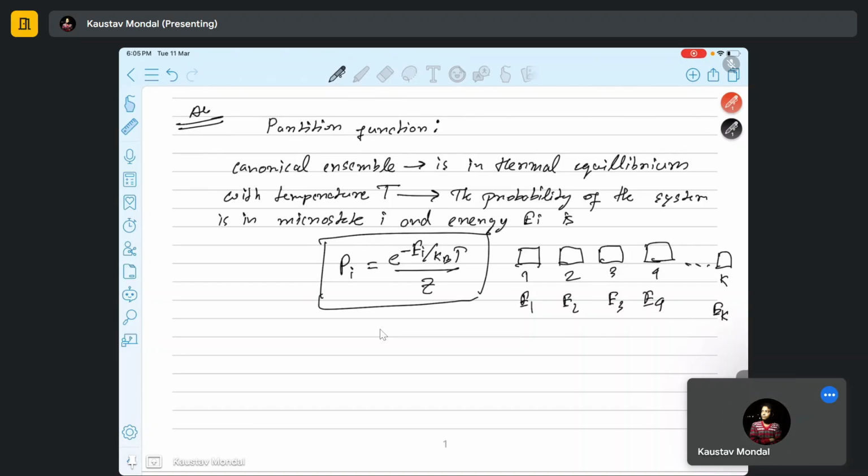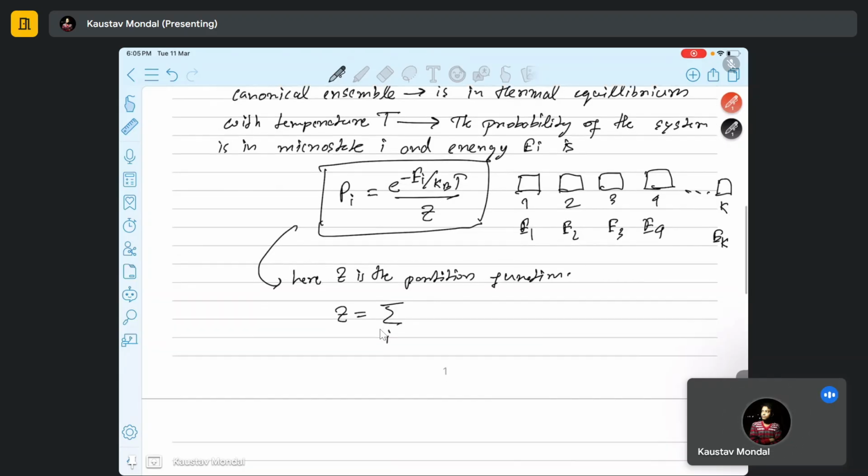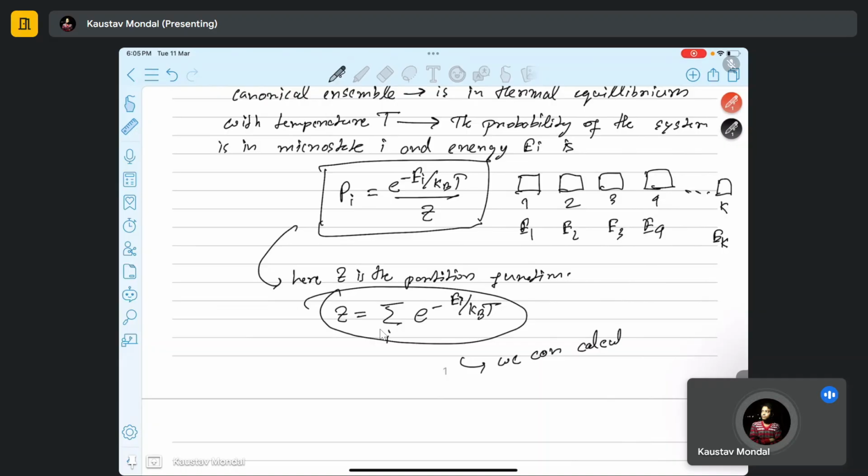Here Z is called the partition function. Z is the summation over all the states, where i is the index, that means the summation is done over i, of e to the power minus Ei by kBT. This is basically called the partition function, and using this partition function we can calculate many thermodynamical properties.